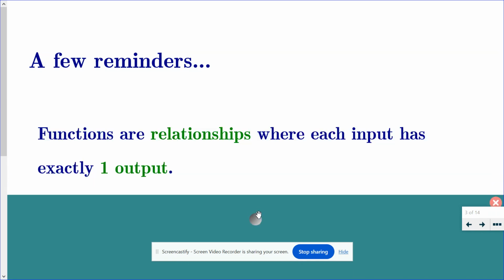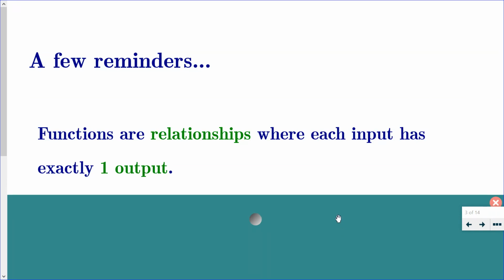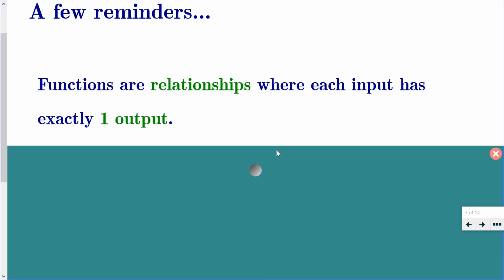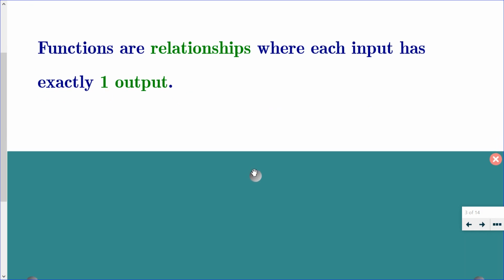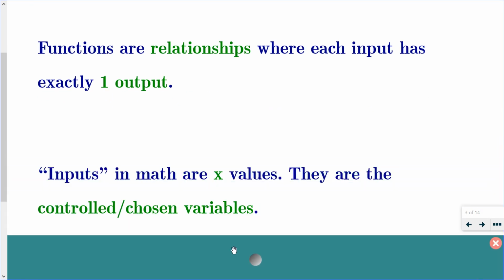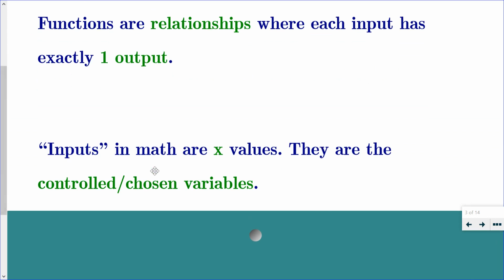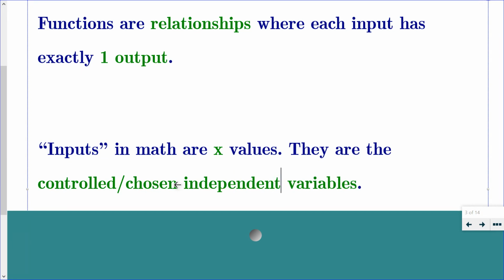The first is that functions are a relationship where each input has exactly one output, meaning that if something goes into the function, an x value, we're going to get exactly one y value from it. The next reminder is that the inputs in math are the x values. They are our controlled or chosen variables, also sometimes known as our independent variables. These are the ones we are choosing and determining what happens.